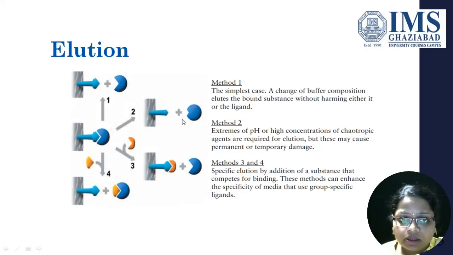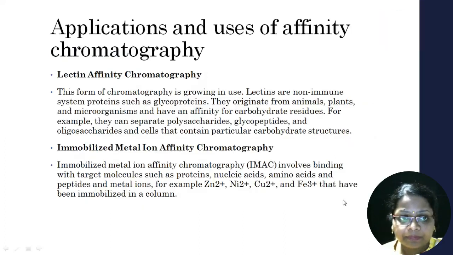Once the adsorption has taken place, now we come to the elution. The elution can be done, as we discussed before, by changing the buffer composition. We can change the pH or the salt concentration, or we can go for competitive binding, which means we can introduce into the column a molecule that has better binding capacity or better interaction with the analyte, and so the specific elution will take place.